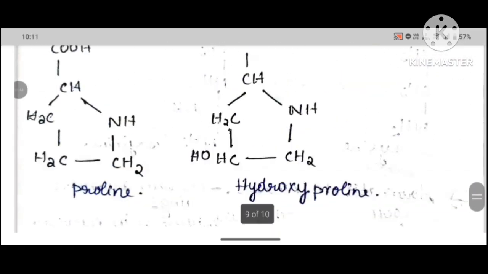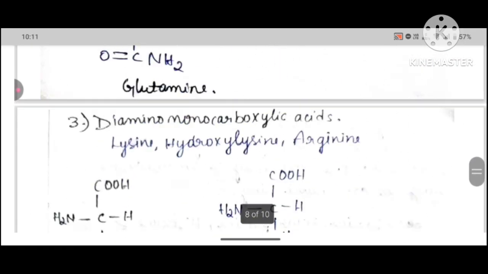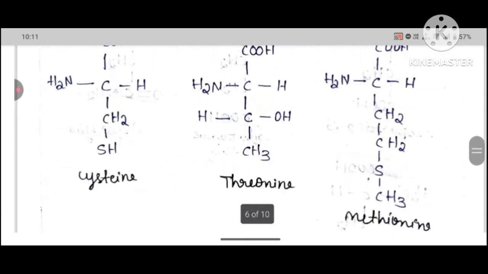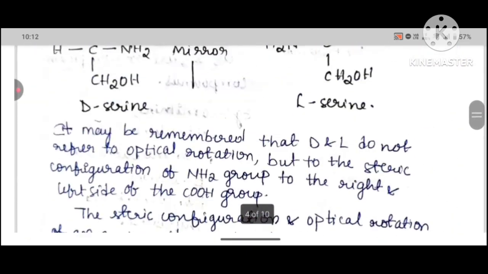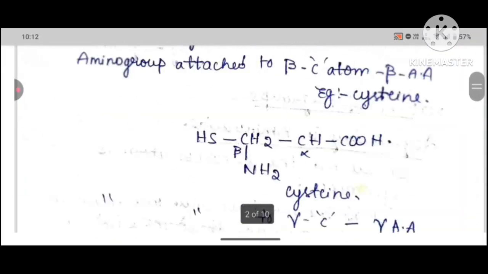So this is all about the basic structure of amino acids and a few categories of classification. I hope you understood this lecture.